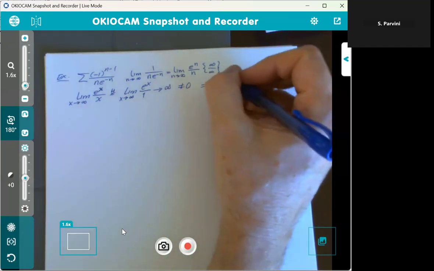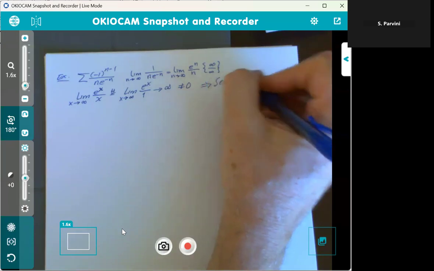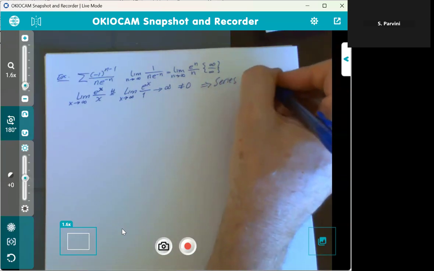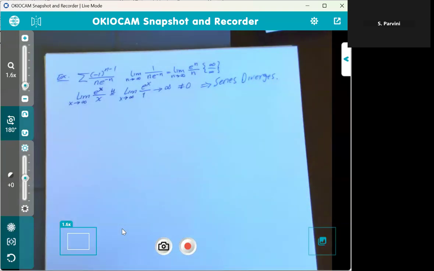Therefore, the series diverges. So this is a divergent series.